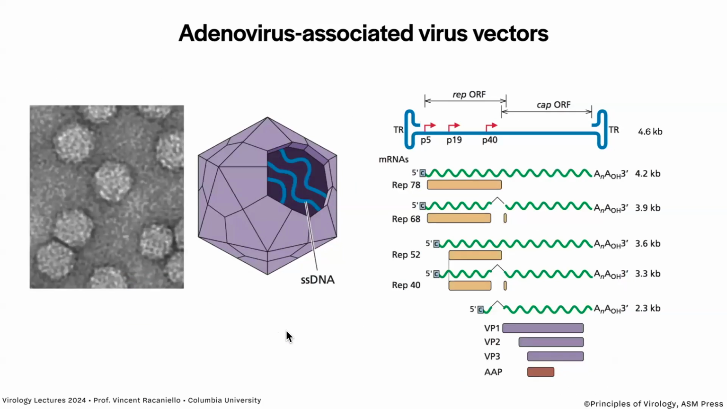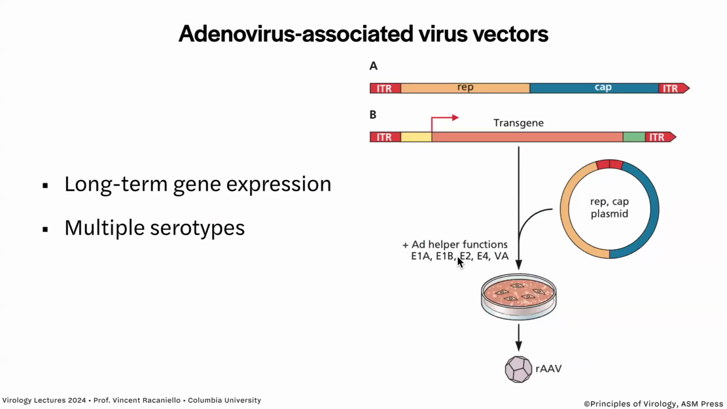Adeno-associated virus vectors are very popular. Remember, these are single-stranded DNA viruses with the funny terminal repeats at either end. They encode very few proteins. The rep protein, remember, which is basically an origin binding protein and endonuclease, and then the capsid proteins down here. These have been modified to make vectors, and the advantage is you get long-term expression of these viruses, and there are many serotypes.